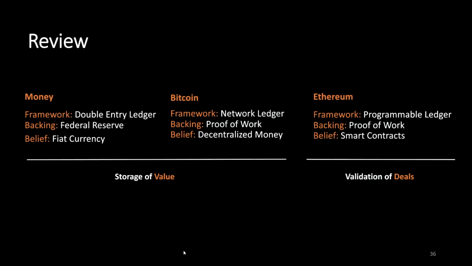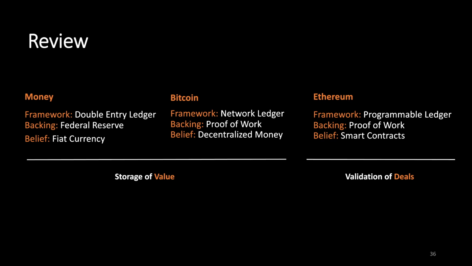So let's review. I'm going to stop right here and review a little bit before we move into decentralization, because I want to review this framework and get it in your brain. So money, it's a dual entry ledger. It's backed by the Federal Reserve, and we have this belief in fiat currency. It's essentially currency that is printed, right? It's not backed by gold or anything like that. That's what most of the planet is running on right now.